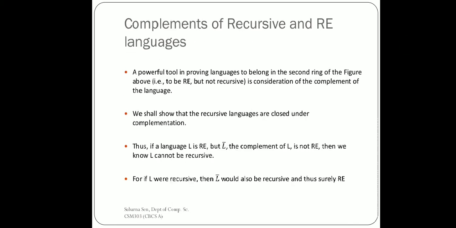Fine. Now, how do complements work in this class of languages? Now we have to see what the complements of recursive and RE languages are. Now we will show that recursive languages, the smaller part which is also part of RE, are closed under complementation. So if L is recursive, then L dash will also be recursive. We will prove this property for two different classes of languages.